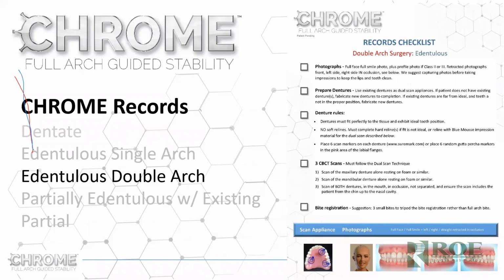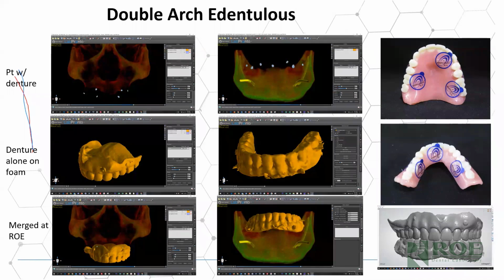Now, double arch is a little bit different. It's actually a little bit simpler because you only scan the dentures and take photos. But you would place the markers on the upper denture, place them on the lower denture, place both dentures in the mouth, and scan the patient, and then scan the dentures by themselves. So essentially, this is what we'll see when we print the dentures.